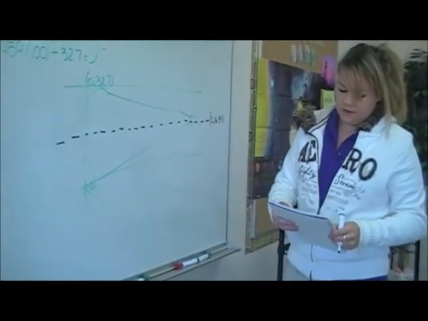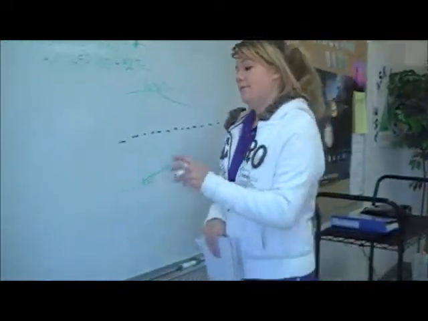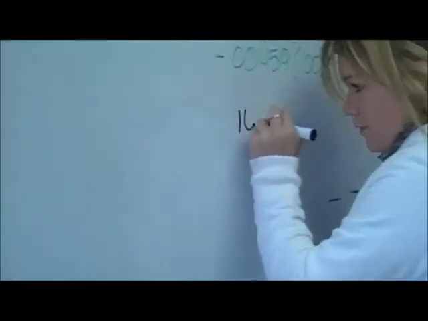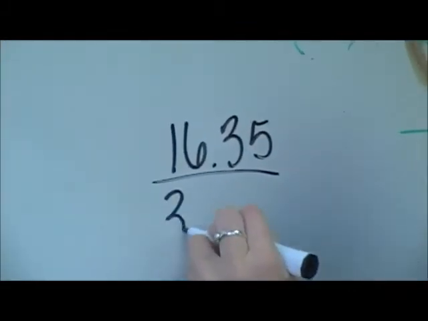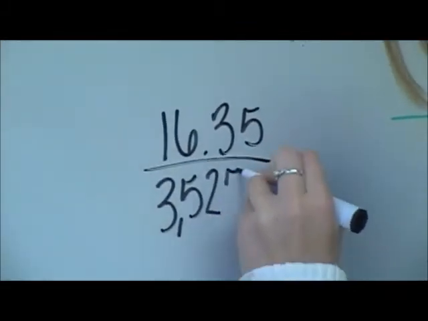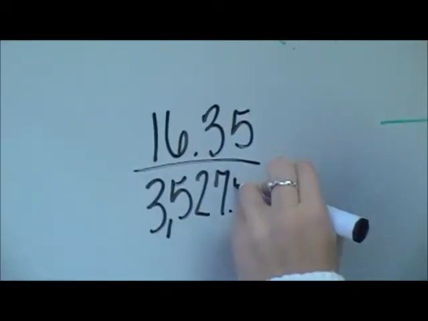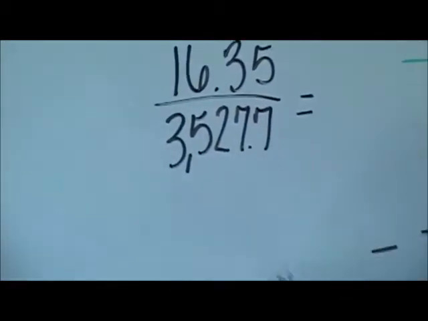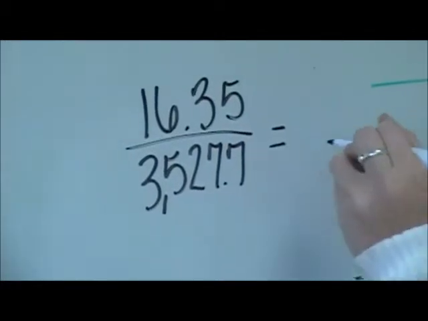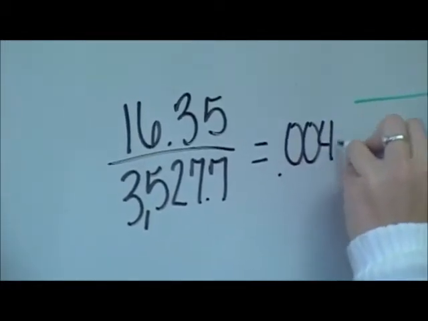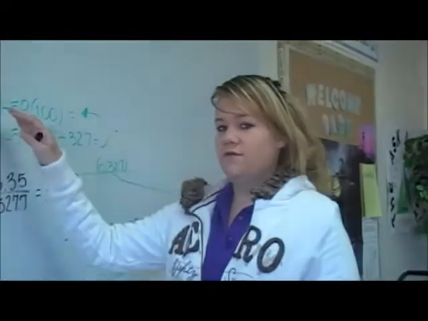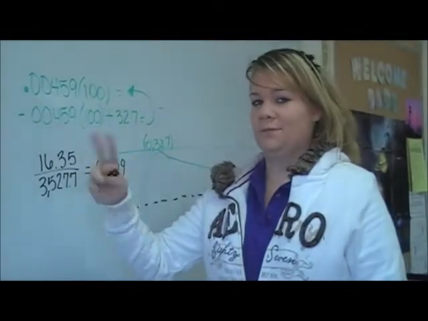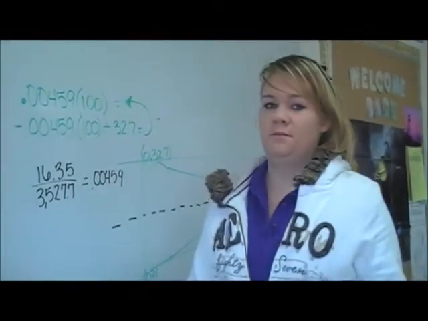you take 16.35, the middle number, and you're going to divide that by 3,527.7. You just divide. And that's how you get your slope of 0.00459. Now the reason that they're not perpendicular is because this is a negative, but it's not the negative reciprocal. It's just the negative of the same number. Oh, okay.